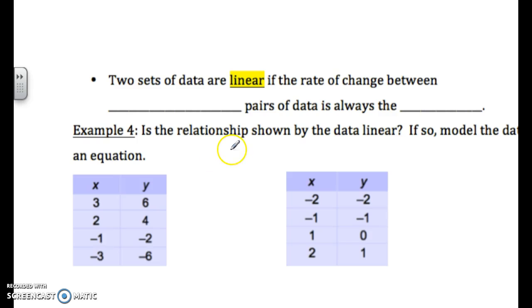So now I have two sets of data. They are linear if the rate of change between consecutive pairs of data is always the same.